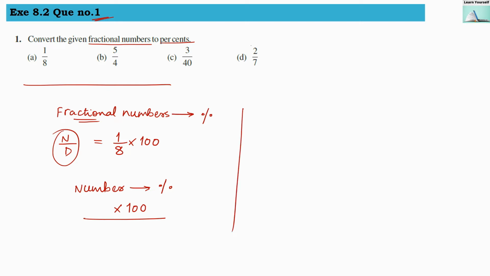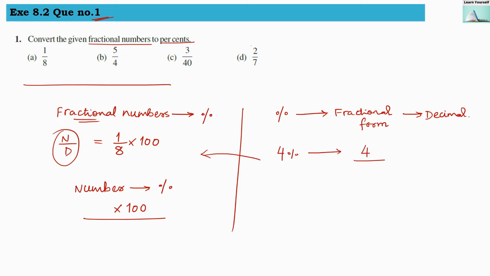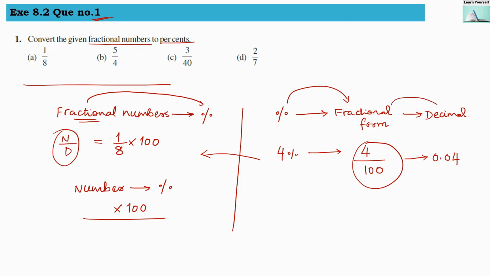Now other type of examples and numericals are where a percentage will be given and you have to convert that into fractional form, and after that convert it into decimal form. So exactly the reverse process. For example, if 4% is given, you convert it into fraction form. So we are here dividing by 100. When a percentage is converted to fractional form, 100 goes in division. When fractional numbers are converted into percentage, you multiply with 100. After this fractional form, it is easy to convert into decimal, so here we can write 0.04. So these are two types of examples: fractional numbers converted to percentage, and percentage converted to fractional form and later to decimal form.